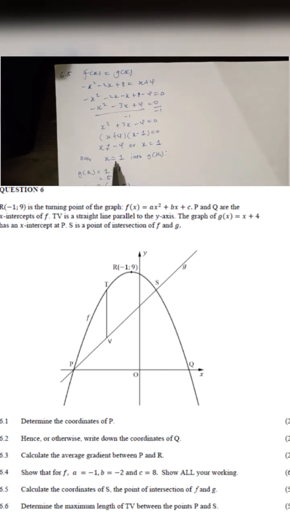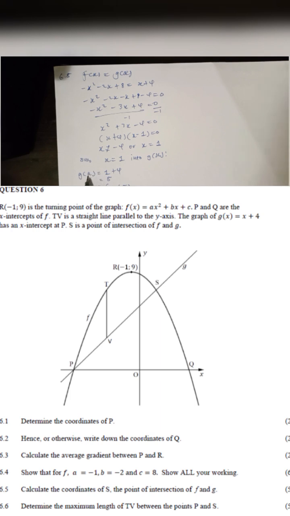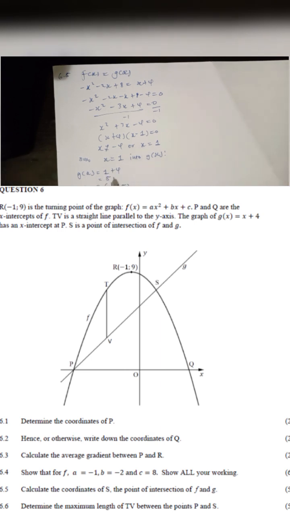And then we sub that x is equal to 1 into g of x. Okay, so where there's x, we substitute this x is equal to 1. I was supposed to say 1 here instead of x, but it's okay. You can also do it this way. You won't be penalized for doing so. So g of x is equal to 1 plus 4, which is equal to 5. Therefore S is (1;5). So if you wanted, you could have subbed the x is equal to 1 into the f of x, but I found that to be a longer process, which is why I chose to sub into this one, which is less complicated than the quadratic one.